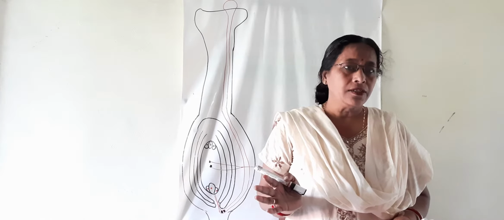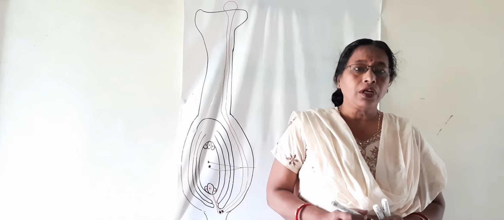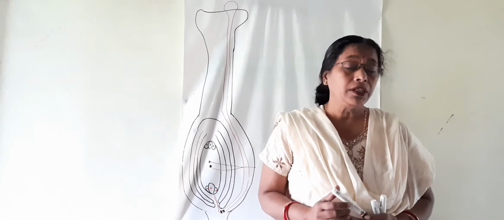In the previous class, we talked about pollination and its types. We have also discussed the different mechanisms that a plant devises to achieve pollination. Now we are going to talk about the events that take place after pollination.